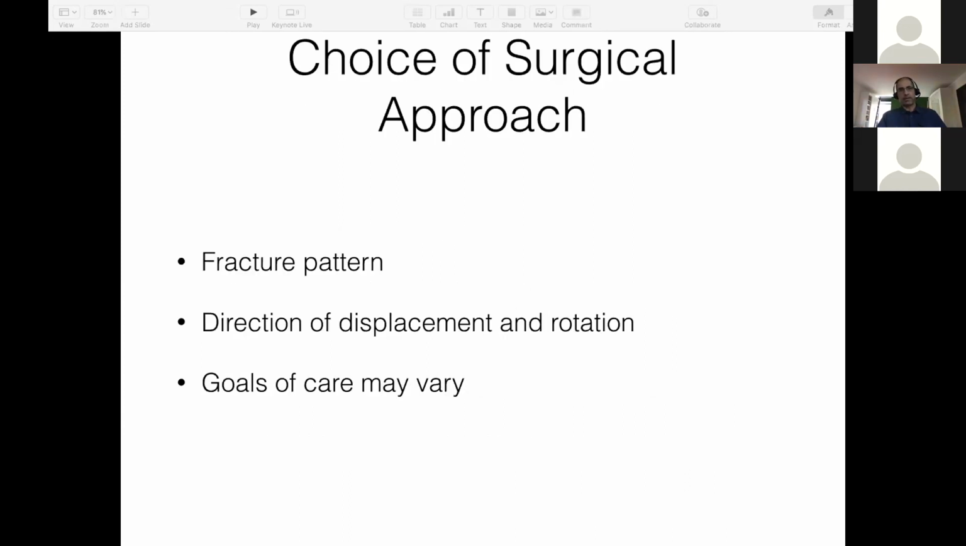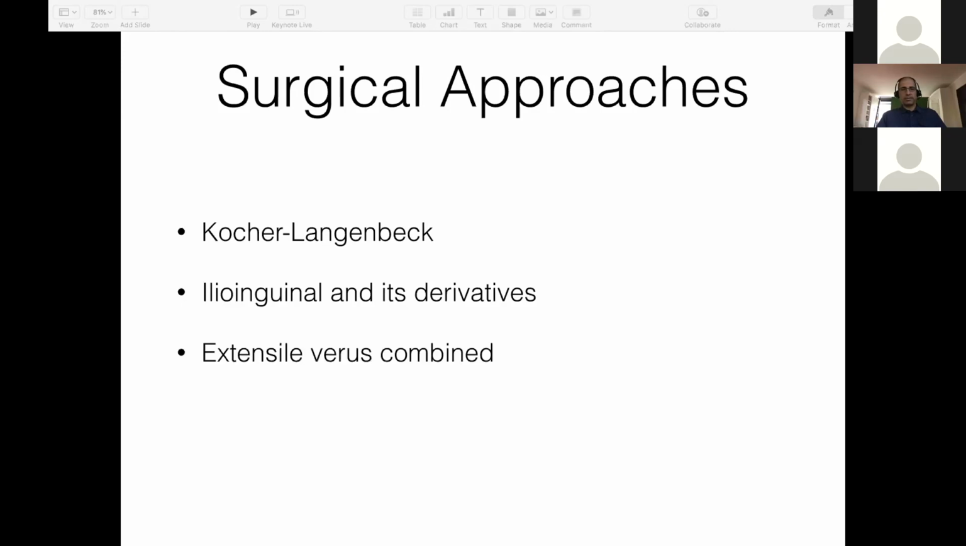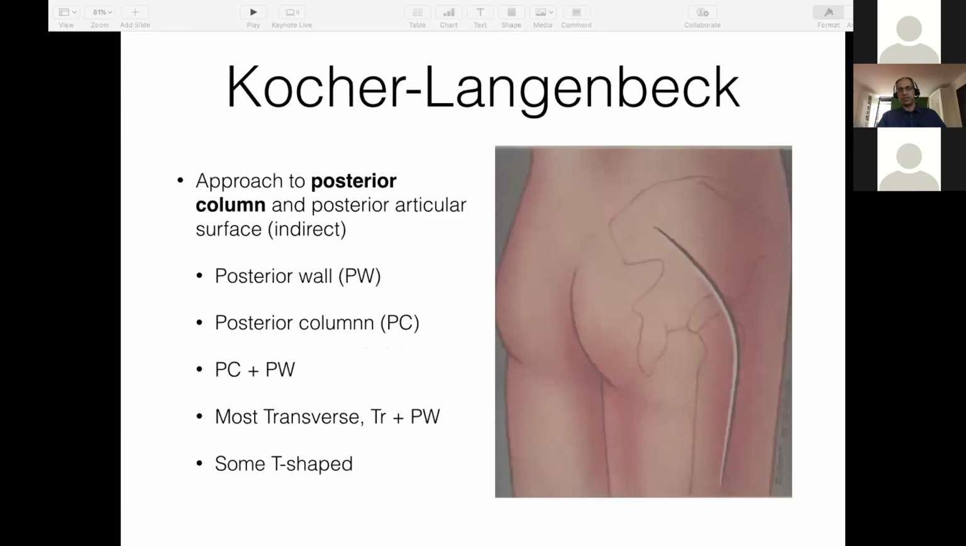Okay, so surgical approach is a little bit more of an advanced topic, but I'm just going to go through the two most common approaches that you're going to see here. The Kocher-Langenbeck and the ilioinguinal and its derivatives are most common. We're not going to talk a lot about extensile procedures or CRPP in this talk. Those are a little bit more advanced topics.